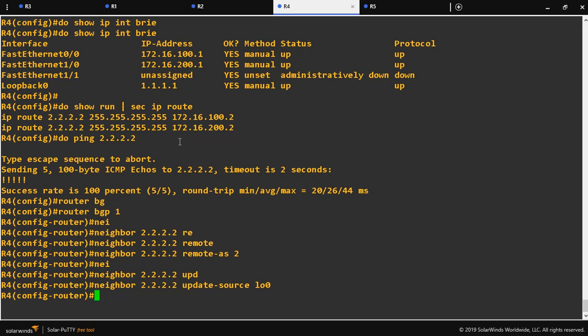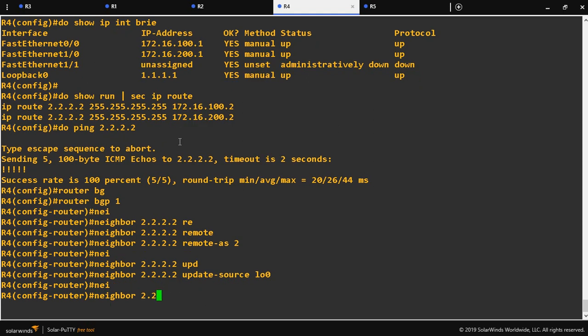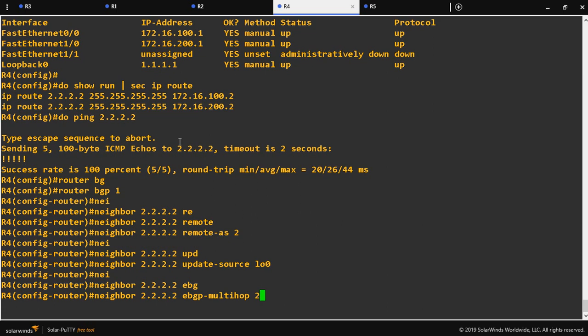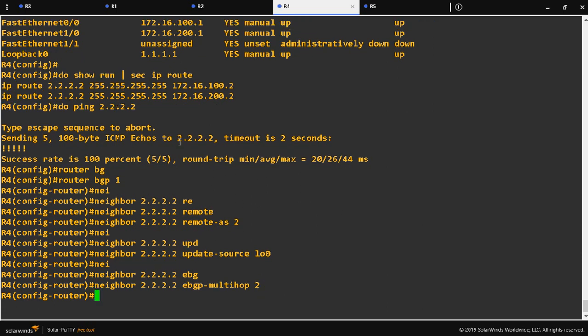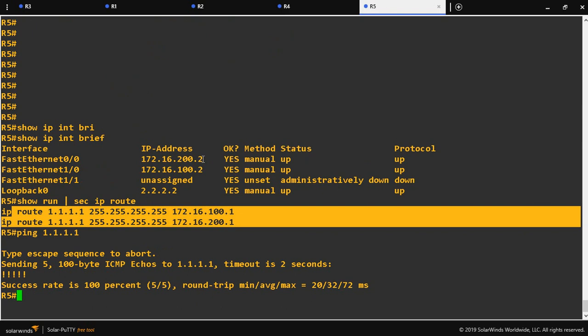Enter. Next, here we have to configure eBGP multi-hop, because R1 to R2 is point to point, but from R2 we can create one loopback, so it will be crossing the router. So that's why we have to configure eBGP multi-hop for this design. So neighbor 2.2.2.2 ebgp-multihop 2. Enter. So the same thing we have to configure on the R5 router also.